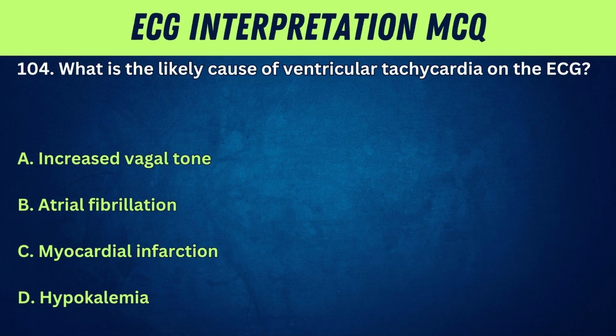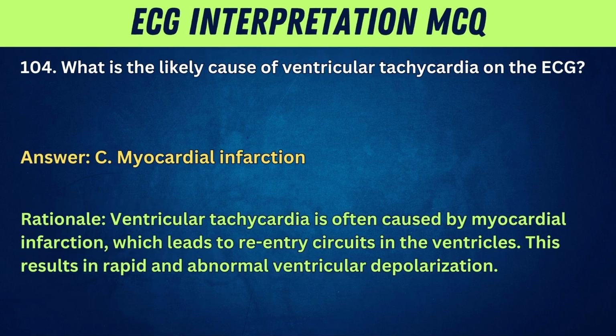104. What is the likely cause of ventricular tachycardia on the ECG? A. Increased vagal tone. B. Atrial fibrillation. C. Myocardial infarction. D. Hypokalemia. Answer. C. Myocardial infarction. Rationale. Ventricular tachycardia is often caused by myocardial infarction, which leads to reentry circuits in the ventricles. This results in rapid and abnormal ventricular depolarization.